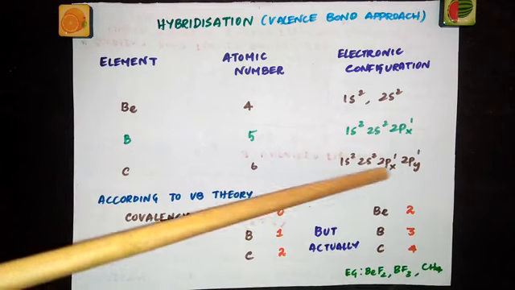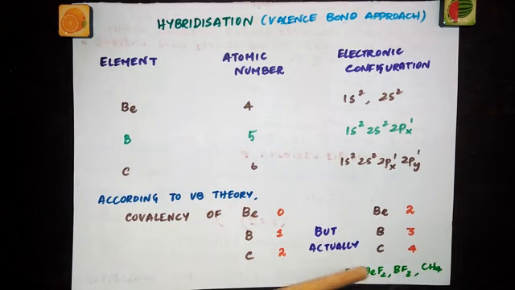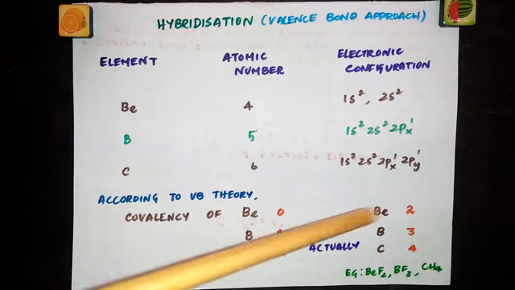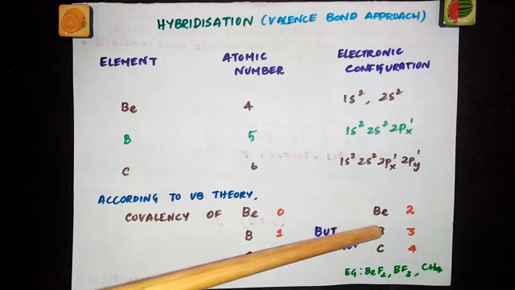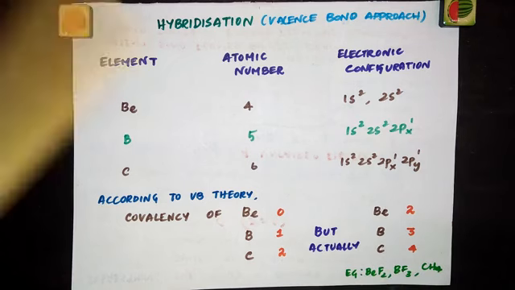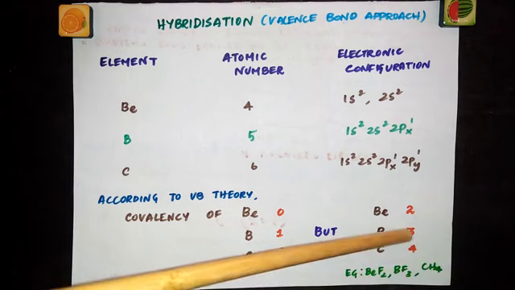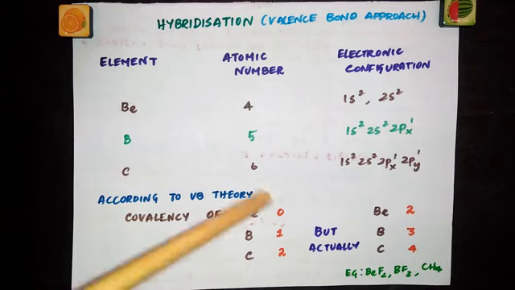You can confirm these valencies by looking at some examples. Beryllium forms the compound BeF2. So what is the covalency of beryllium in BeF2? It is 2, because it has formed bonds with 2 fluorine atoms. So the covalency of beryllium is 2 here. In the same way, take the example BF3. The covalency of boron here is 3 because it has bonded with 3 fluorine atoms. And in the same way for carbon, in CH4, the covalency is 4. So the actual covalencies of beryllium, boron and carbon are 2, 3, 4 and not 0, 1, 2 as expected by VB theory.